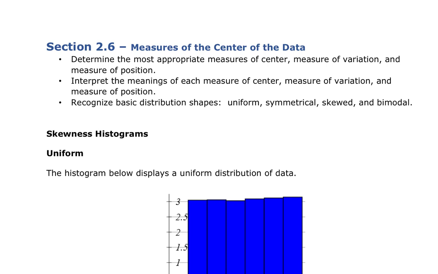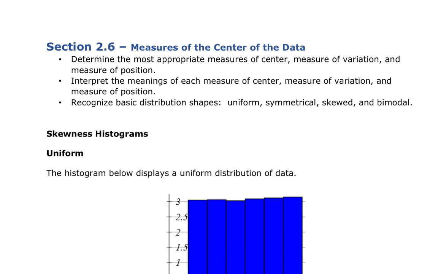In this video, we're going to look at the measures of the center of data. We're going to determine the most appropriate measure of center, measure of variation, and measure of position. We're going to interpret the meaning of center of measure, measure of variation, and measure of position. And then we're going to recognize the basic distribution shapes of uniform, symmetric, skewed, and bimodal.